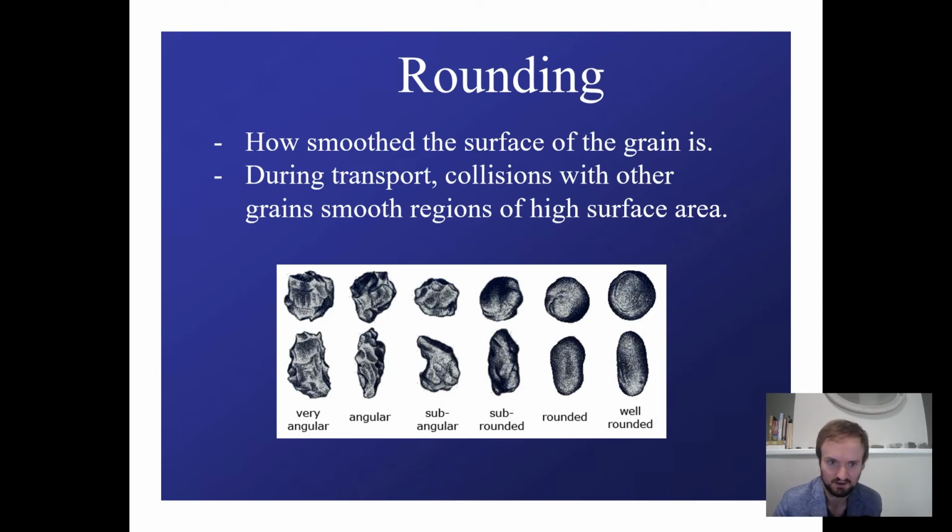Rounding, another sedimentary term. Rounding is how smooth the surface of a grain is. During transport, there are collisions with other grains. If you take these guys here on the far left and they slam into each other, over time they become more rounded because these angular, high surface area portions break off. So you go from something like this, over the length of transport, how long this stuff has been moving around together and bumping into each other, all the way to something like this. This would be a super primary grain, right after it fell off the rock, right after it was weathered and started to be eroded. And this would be after a long time of transport.